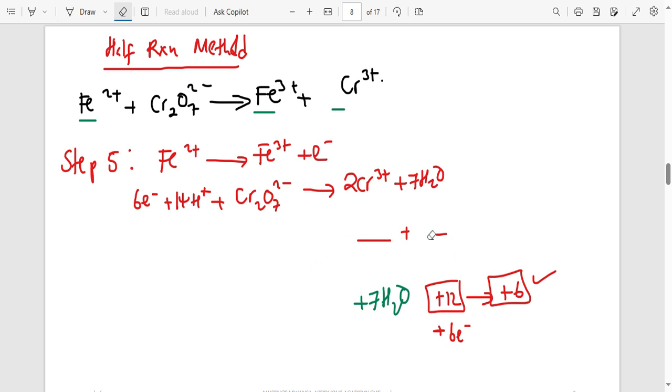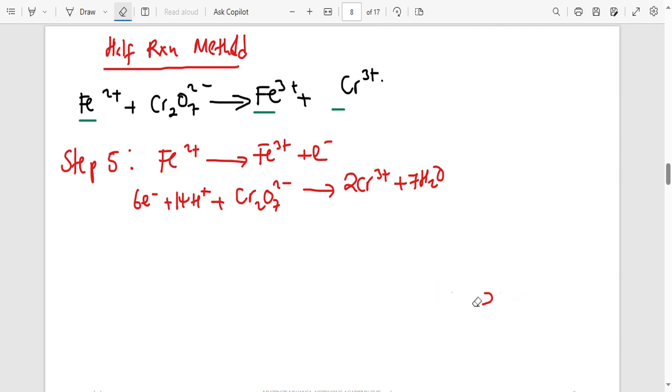Step 6 is going to be now we need to balance electrons. Remember, we are adding electrons to balance charges, but now we need to balance electrons. So that will be step 6. To balance electrons, look at this one. First reaction has got only 6 electrons. Second reaction has got only 1 electron.